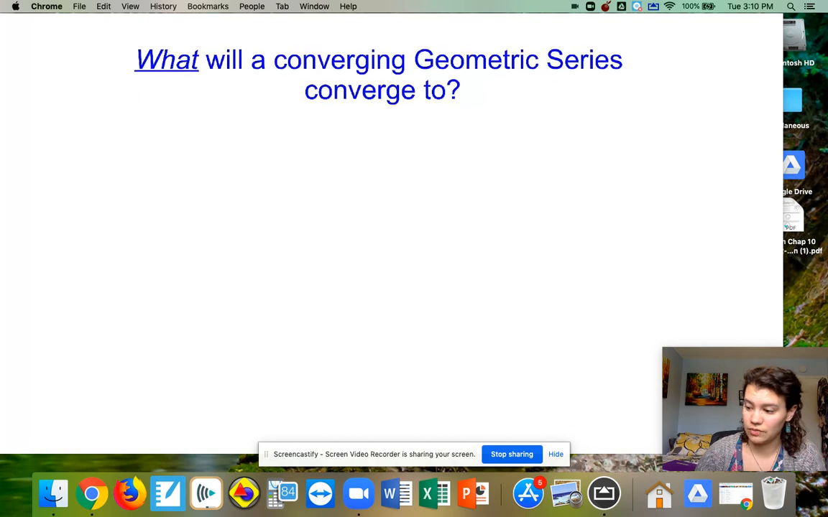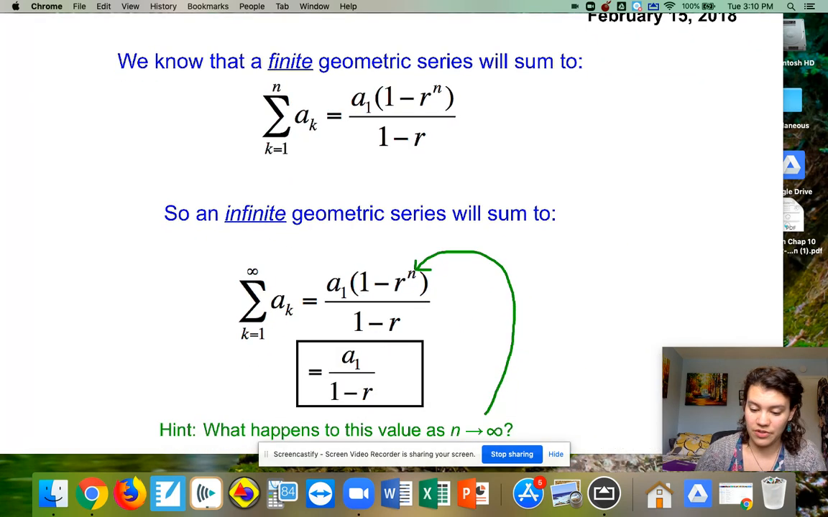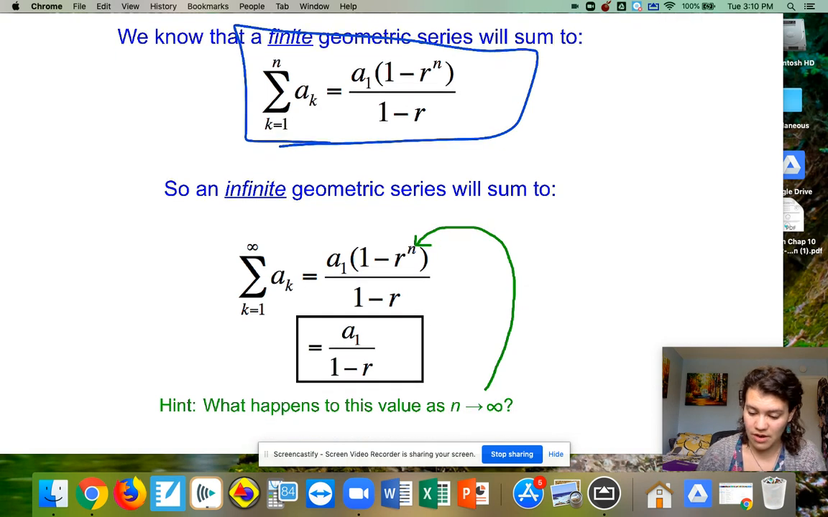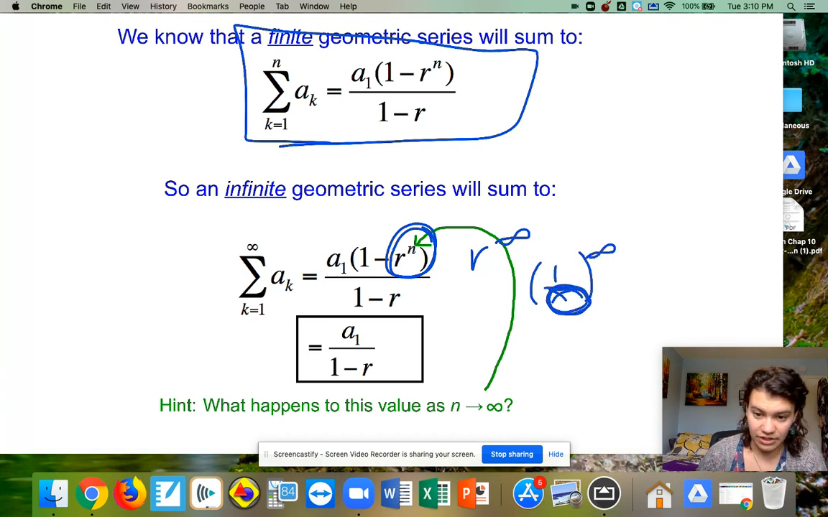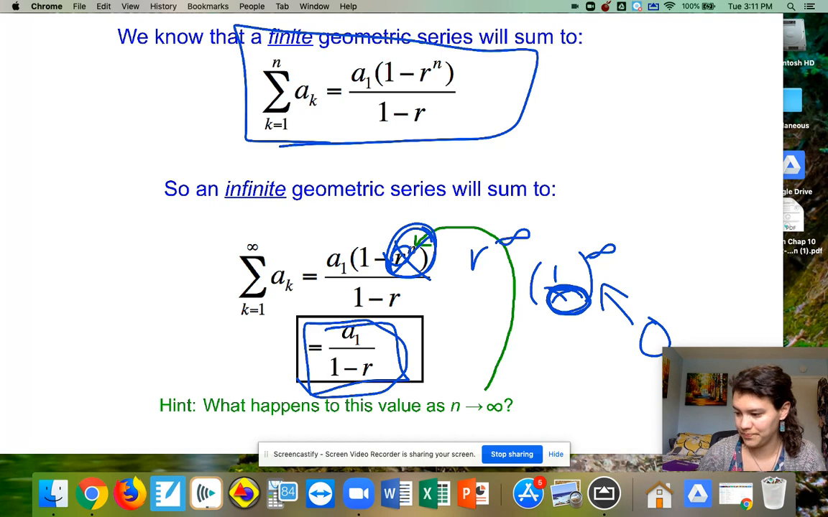What will it converge to? So this was our finite formula. We know now that our r to the n, we're going infinite, so it's like r to infinity, and you know that your r is a fraction, so you have some fraction going to infinity, so this number is going to get really, really small, which then makes this 0, so it kind of cancels out. So this is your formula: first term divided by 1 minus your common ratio.